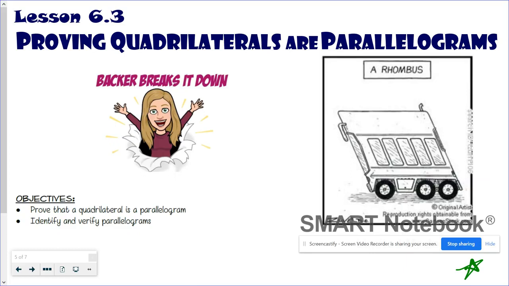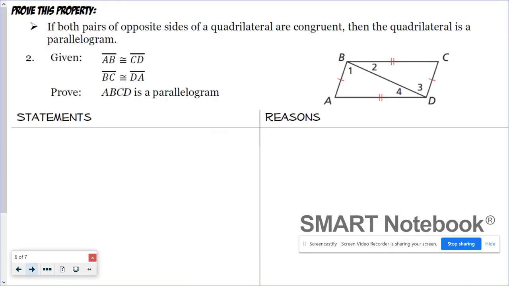In this episode, we are actually going to formally prove that a quadrilateral is a parallelogram, and we're going to do so without using the property that both pairs of opposite sides are congruent. Ooh, so we have to go around that.